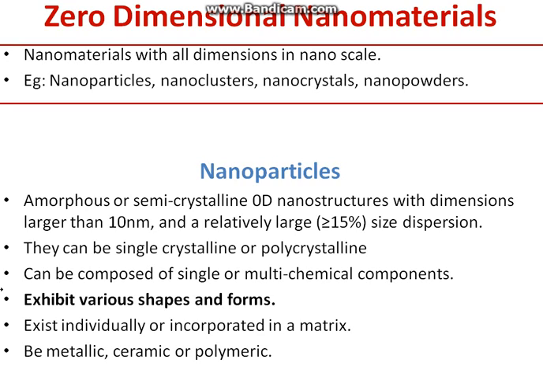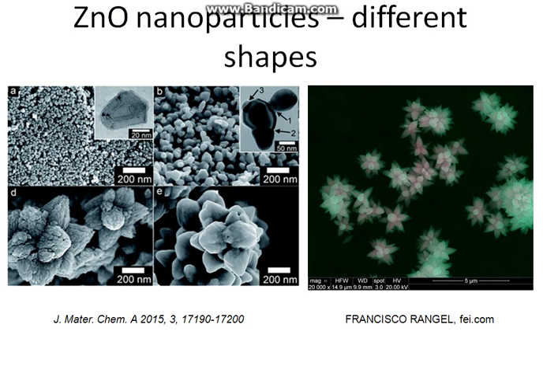And I think at this point it would be a good thing to mention zinc oxide nanoparticles, which exhibit rather interesting morphologies like flowers and stars and spherical structures, so on and so forth, depending on the fabrication technique of the zinc oxide nanomaterial. Also, these zero-dimensional nanomaterials can exist individually, or they can be incorporated in a matrix, and they can be metallic, ceramic, or polymeric.